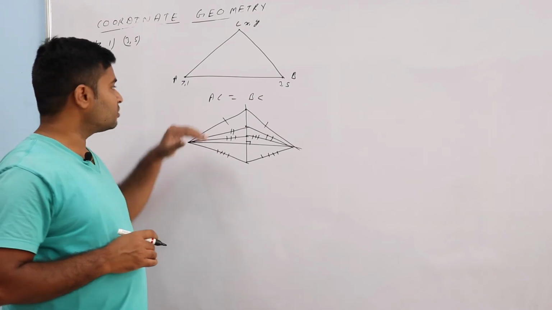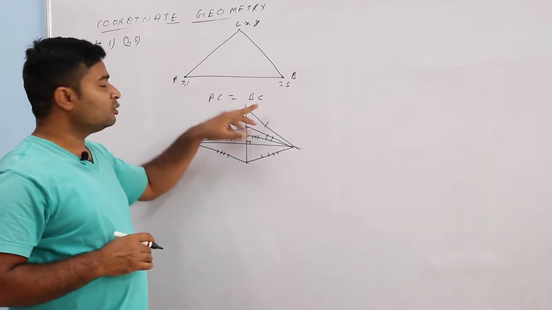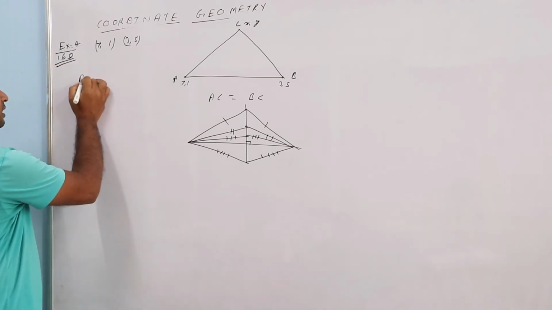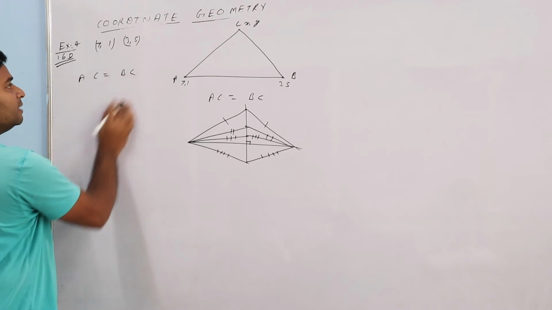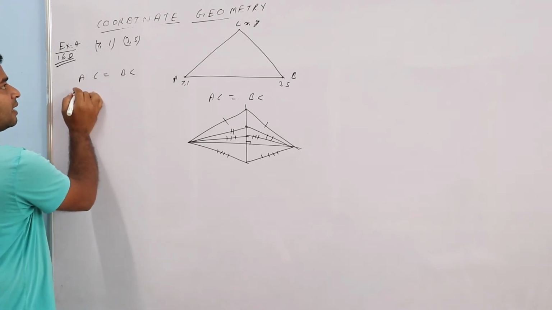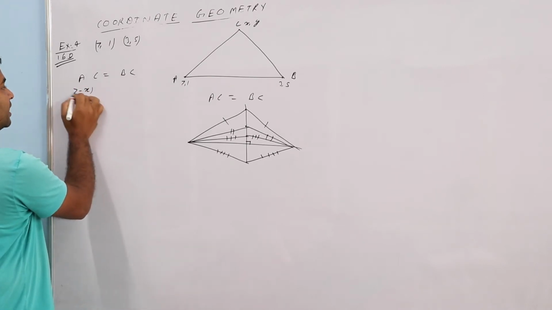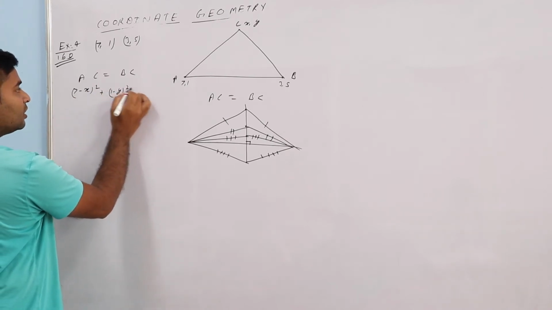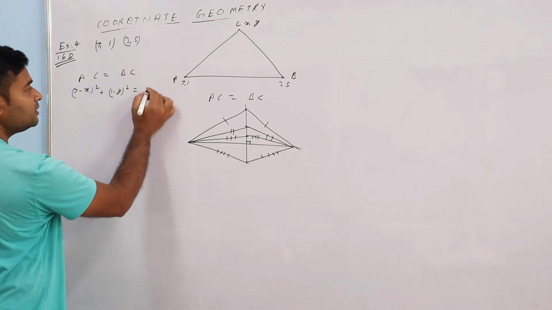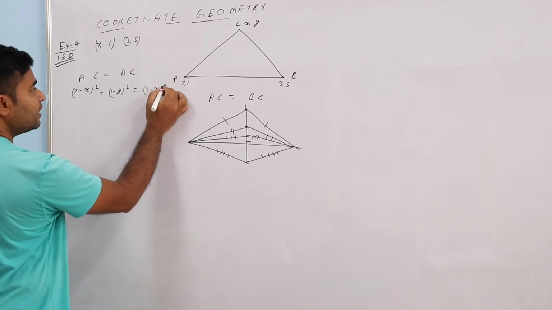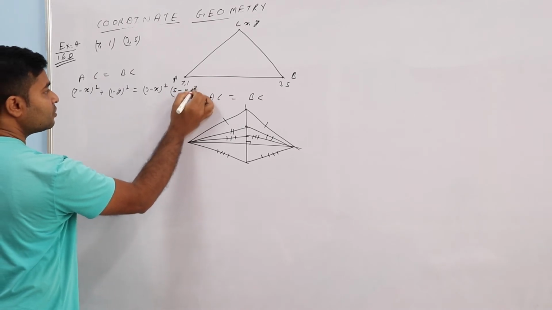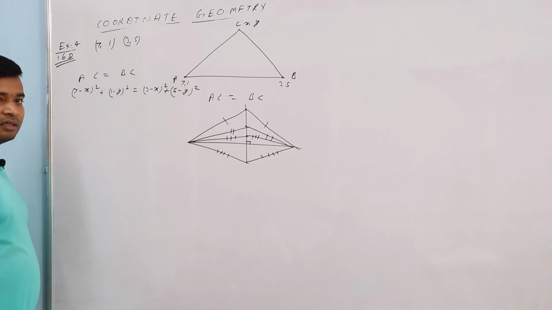Yes or no? So come to this. Here it says AC is equal to BC. What do we get to know here? AC is equal to BC. So first find AC. 7 minus x whole square, plus 1 minus y whole square is equal to BC, which is 3 minus x whole square, plus 5 minus y whole square.